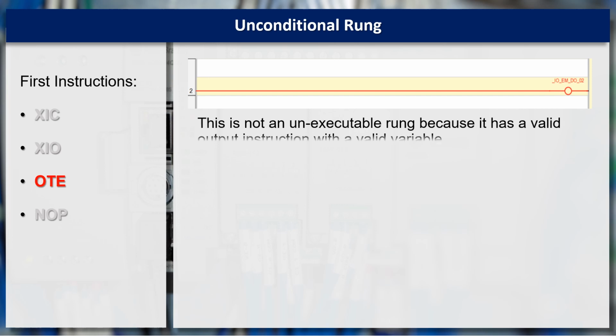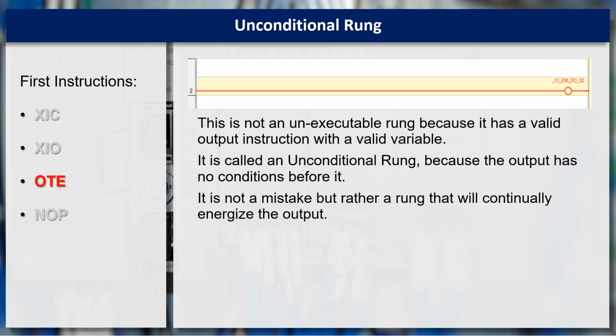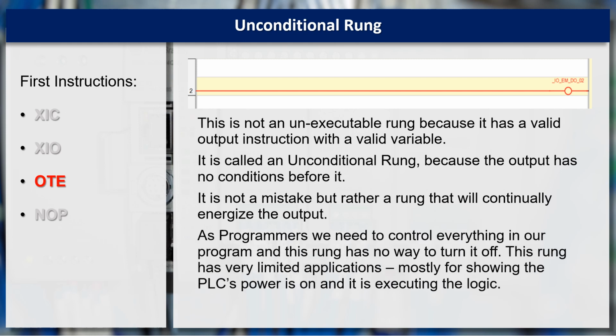This is not an unexecutable rung because it has a valid output instruction with a valid variable. It's called an unconditional rung because the output has no conditions before it. It's not a mistake, but rather a rung that will continually energize the output. As programmers, we need to control everything in our program, and this rung has no way to turn it off. This rung has very limited applications, mostly for showing the PLC power is on and is executing the logic.